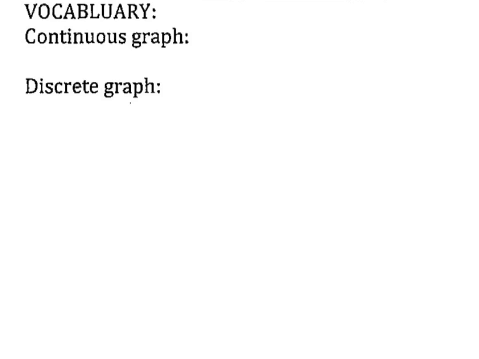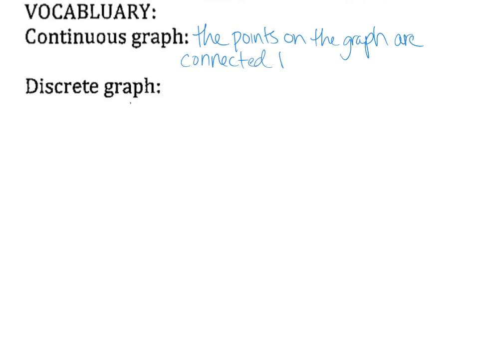A continuous graph. Here we go. A continuous graph, the points on the graph are connected with a line. The points on the graph are connected with a line.